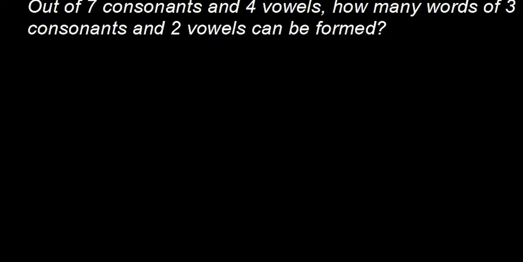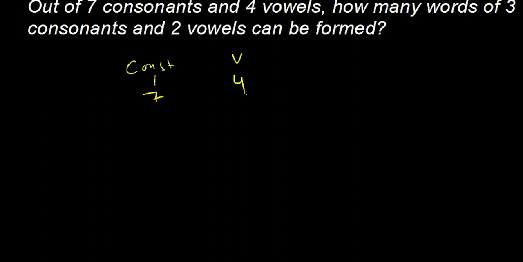7 consonants and 4 vowels. How many words of 3 consonants and 2 vowels can be formed? So 7 consonants are there, and how many vowels are there? So there are 4 vowels. Out of them, we need how many words of 3 consonants?